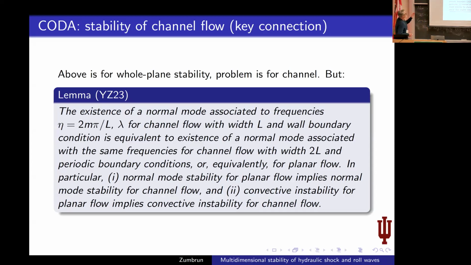So now all the stability. There's a disconnect here. The spectral stability theory that I gave you was really in the whole plane. It was a Fourier wave number in Y, eta. But we have a channel. Okay, so it turns out, though, that the existence of a normal mode with the wall-type boundary condition is equivalent to existence of a normal mode for a channel of twice the width with periodic boundary conditions.